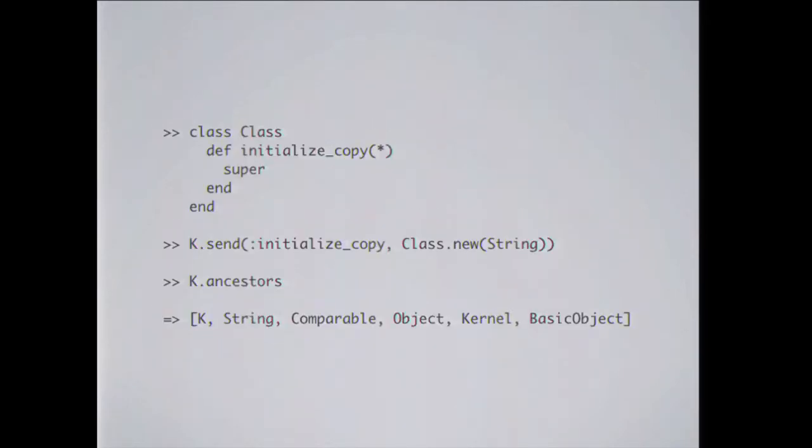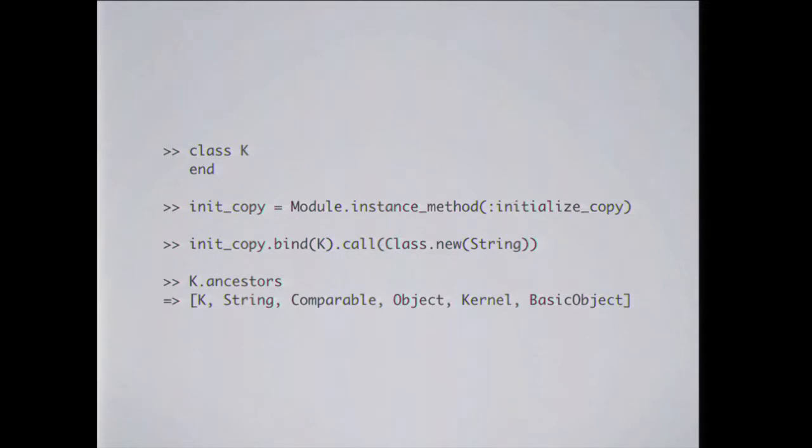So of course, we can redefine Class#initialize_copy to just perform an empty supercall, and then we can get our K class, we can send initialize_copy to it with a subclass of String, and all of a sudden, the ancestry chain has been rewritten. So this is an already initialized class. We might already have objects of it, and then we can basically change its ancestry chain, which means that any methods called against it now follow a different chain of lookup. And another way of doing this without monkey patching Class is to just grab onto a raw method handle for Module#initialize_copy. We can bind that to K, since Class is a subclass of Module, and then call it.